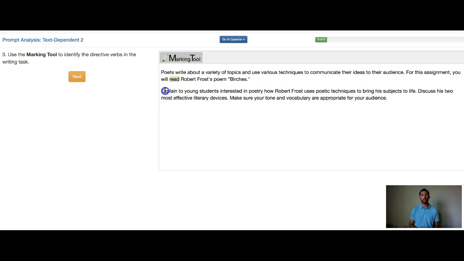First, explain. So explain is telling us to do something. So to explain to young readers interested in poetry how Robert Frost uses poetic techniques to bring his subject to life. Now, some of you might want to highlight uses here. Some of you might want to mark uses, but it's not asking you, the writer, to use something. It's saying that Robert Frost uses poetic techniques. So you don't want to mark this one as a directive verb because it's not telling you to do anything.